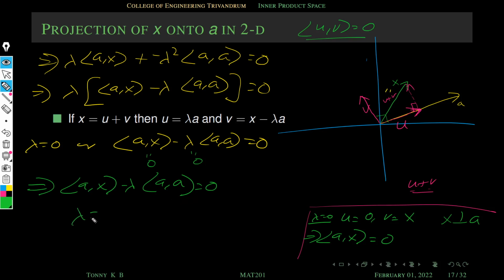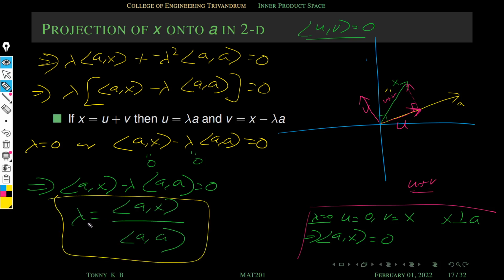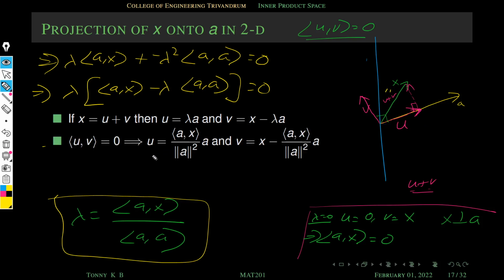So what is lambda? Yes, lambda is equal to inner product of ax by inner product of aa. So then you can write u and v. Just substitute lambda in these two equations. So u equal to inner product of ax by norm a square into a, this is actually norm a square, right? And v is equal to x minus, instead of lambda, inner product of ax by norm a square into a.